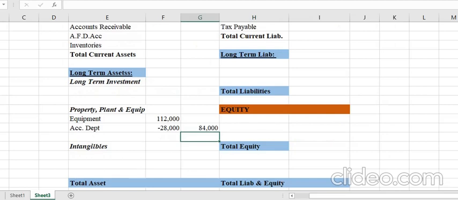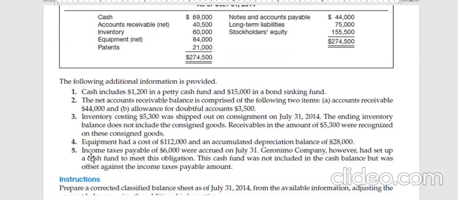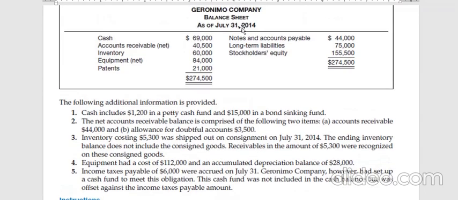Then let's proceed. Let's go to the last information given to us. Income tax payable of $6,000 was accrued on July 31st. So today is 31st July and we have closed our books of accounts.